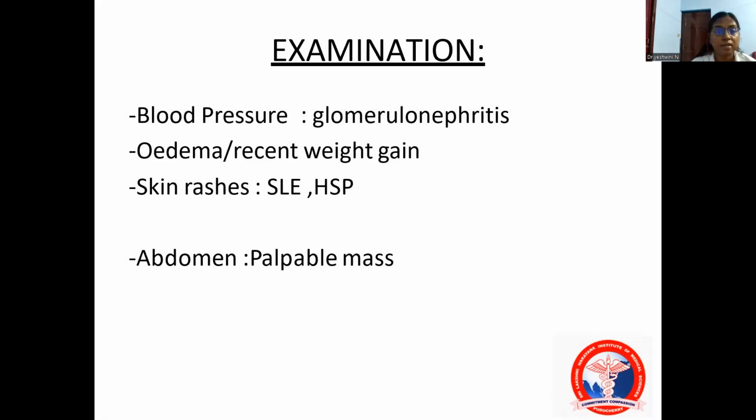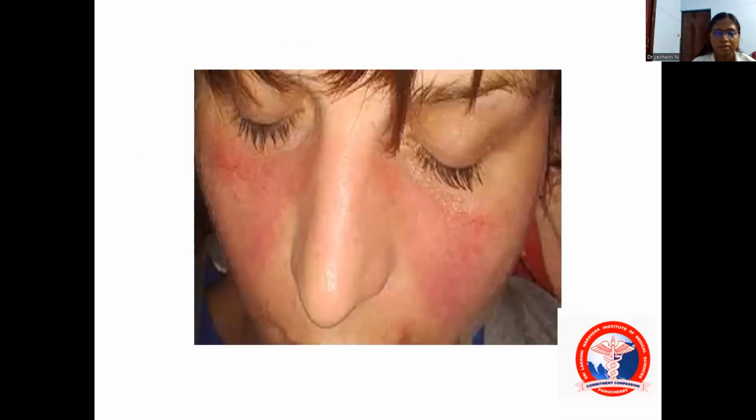Next, examination. Any child presenting to you with hematuria, blood pressure needs to be checked, hypertension needs to be ruled out. If there is hypertension, think of glomerulonephritis, and edema will be there in glomerulonephritis. If there is an associated skin rash, think of SLE. Always examine the abdomen for a mass. If there is a mass, think of a tumor or a renal vein thrombosis. This is a classical SLE rash or malar rash, right?